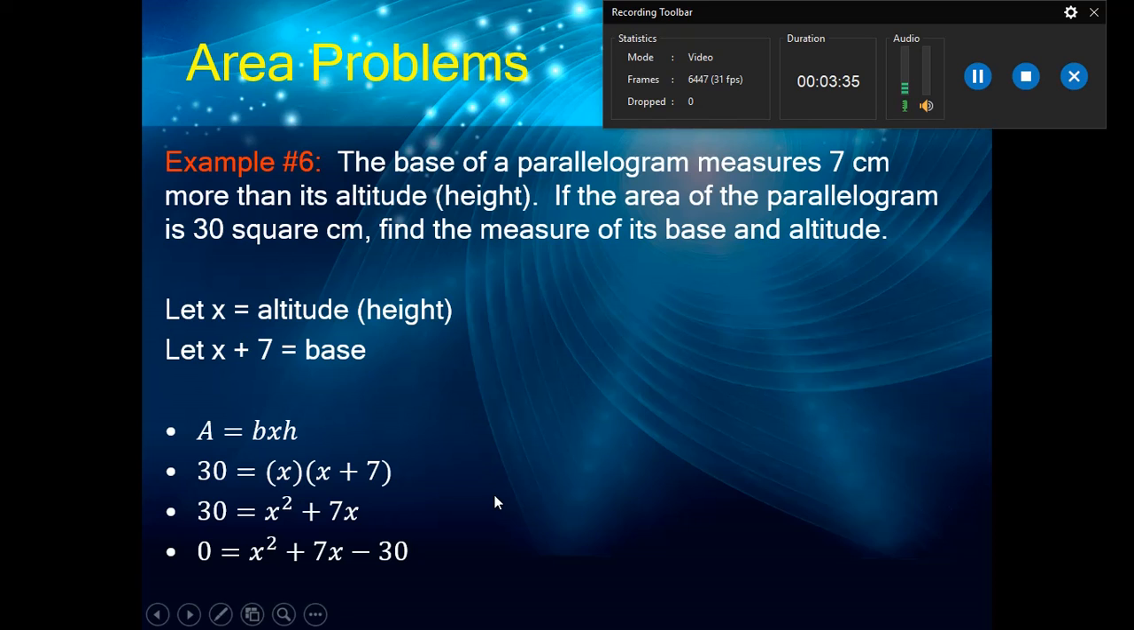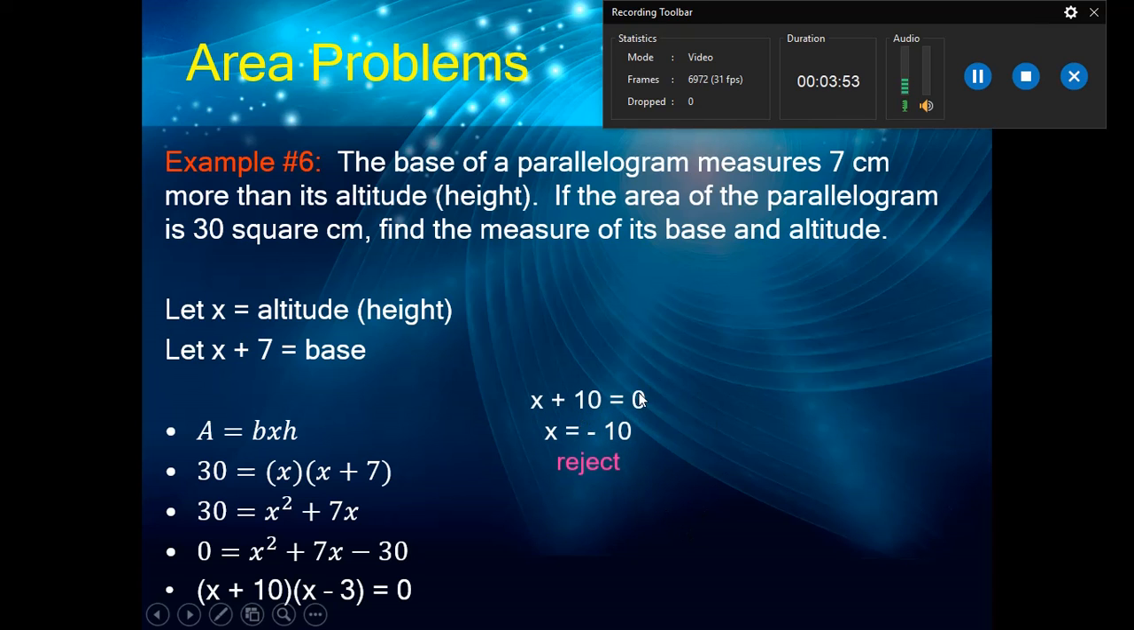I can factor using product sum. I want to multiply to negative 30 and add up to 7. 3 and 10 are good candidates. So we have the quantities of x plus 10 and x minus 3. I'm going to set each binomial quantity equal to 0.